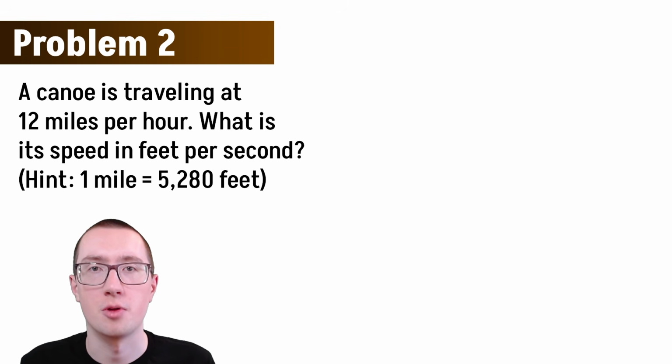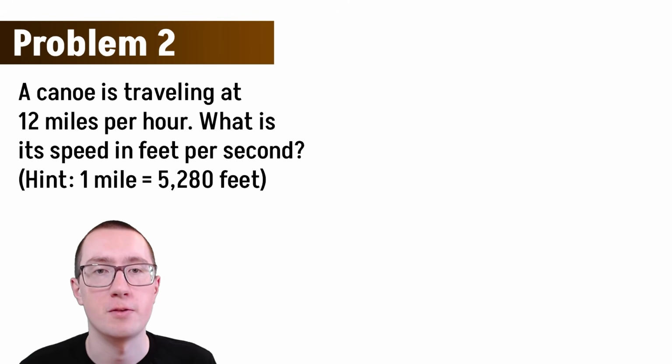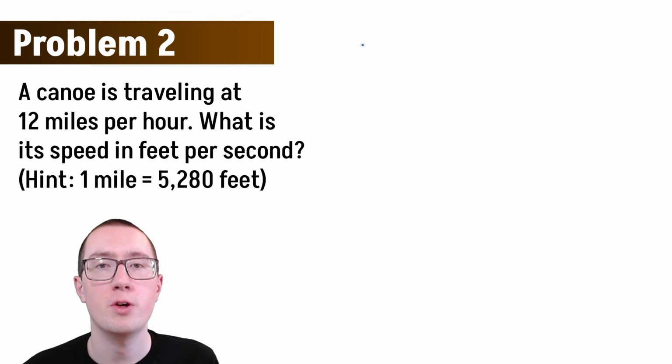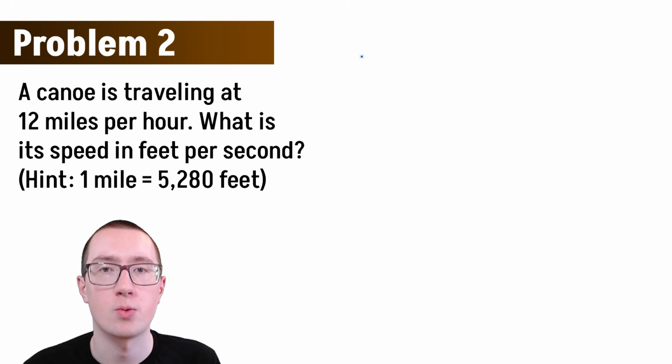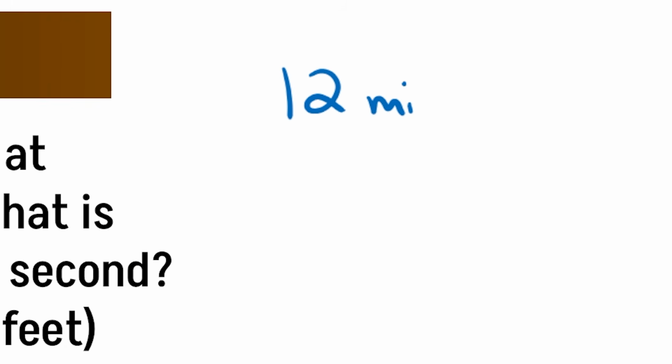Okay, here's our second problem, and this one's kind of a word problem. There are a lot of these on the ACT. It says that a canoe is traveling at 12 miles per hour. What is its speed in feet per second? So to solve this one, to do some conversions, I think I'm going to write this as a fraction because that's what per means. It means like a fraction bar. This canoe is traveling at 12 miles for every 1 hour.